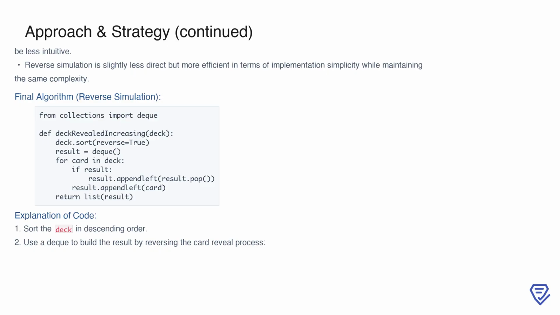Now, let's look at the final algorithm for the reverse simulation approach. The implementation begins by sorting the deck in descending order. We use a deque to store the result, which allows us to efficiently manipulate the front and back of the sequence. For each card in the sorted deck, we first rotate the last card to the front, but only if the result is non-empty. Then, we place the current largest card at the front of the deque. Once all cards have been processed, the deque is converted to a list and returned. This ensures the result adheres to the problem's constraints while being efficient and straightforward to implement.